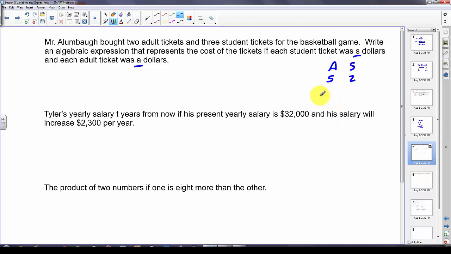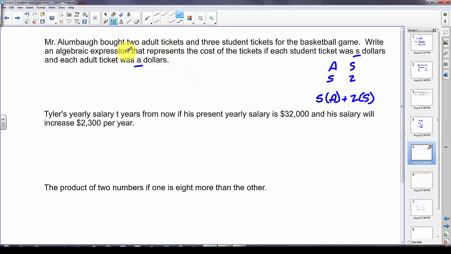Well, I'd take $5 times however many adult tickets I sold, right? And then I would take $2 for every student ticket I've sold. Now, that's a real world application, makes sense.